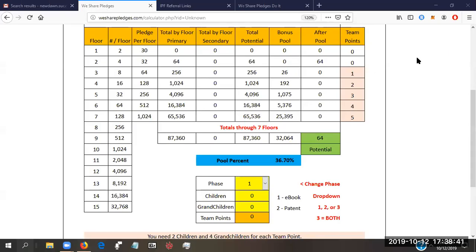And we'll go through it nice and easy. Okay, what we're looking at right now is the calculator that you all have access to in your back office. If you're looking all the way to your left, you're going to see the word floors. Floors is simply levels, steps, whatever they want to call them, and you're looking from 1 to 15.